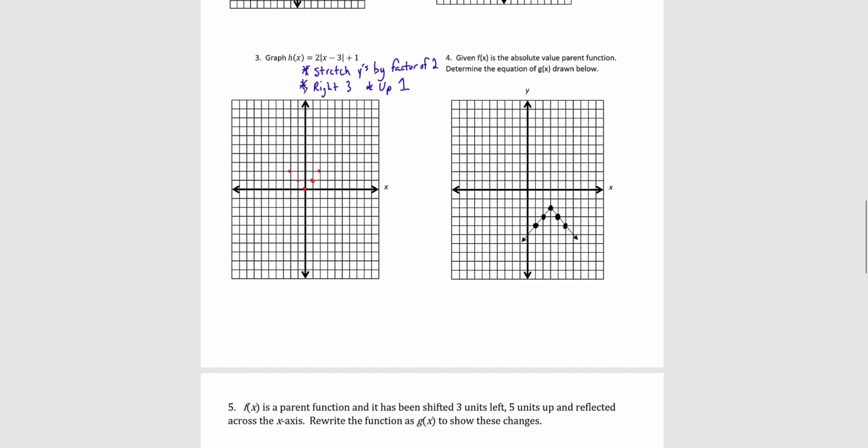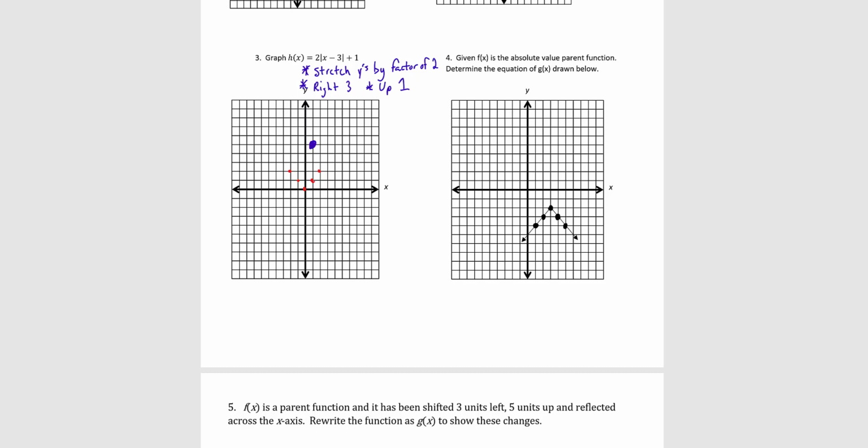So I'm going to take this first point on the left and stretch it by a factor of 2. So it's 2 above the x-axis. So now it's going to become 2 above the x-axis. And then from there, I'm going to shift that point right 3 and up 1.